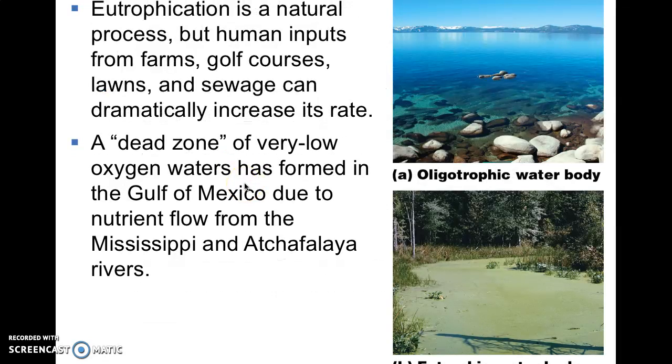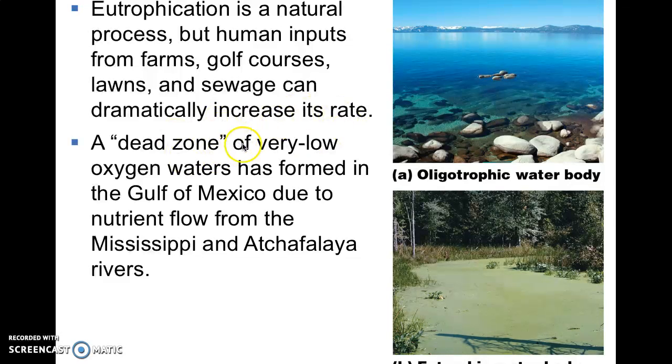So eutrophication is a natural process, it happens naturally. But human inputs from farms, golf courses, lawns, and sewage can dramatically increase its rate. Basically, the farms, golf courses, and lawns are fertilizers that we are actively putting on to help plants grow. But then our sewage is also being returned to the water, and our sewage contains nitrogen and phosphorus, and so it's doing the same thing.